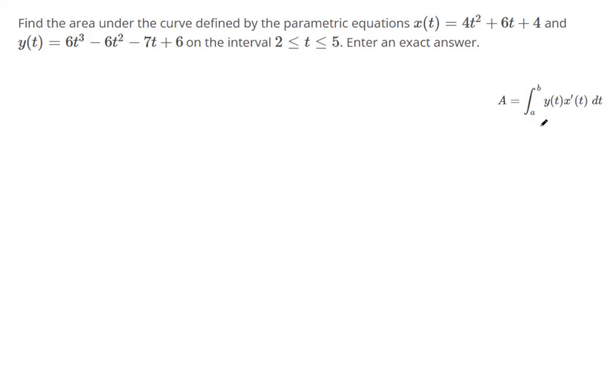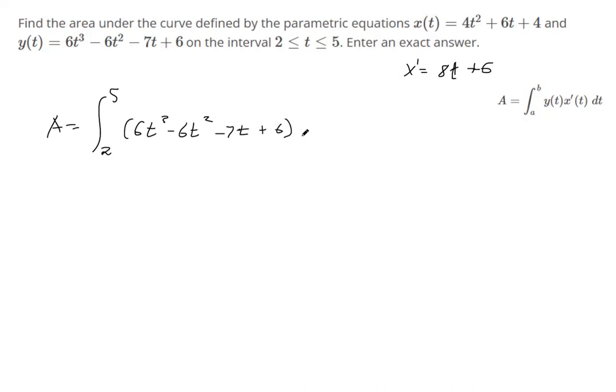Our textbook derives a formula we can use for finding the area under the curve. So we need the derivative of x with respect to t. That's nice and easy. The 2 comes down, multiplies, and the power gets reduced by 1. The 1 power comes down and multiplies, and the power gets reduced by 1. Plugging that into the formula, we're integrating from t equals 2 to t equals 5. It's 6t to the third minus 6t squared minus 7t plus 6 for our y of t function, and we need to multiply that by 8t plus 6.